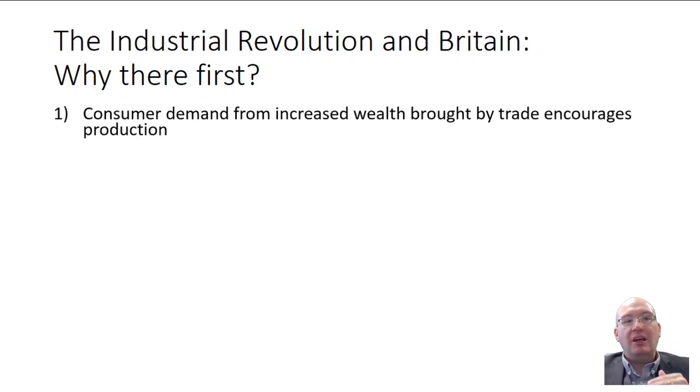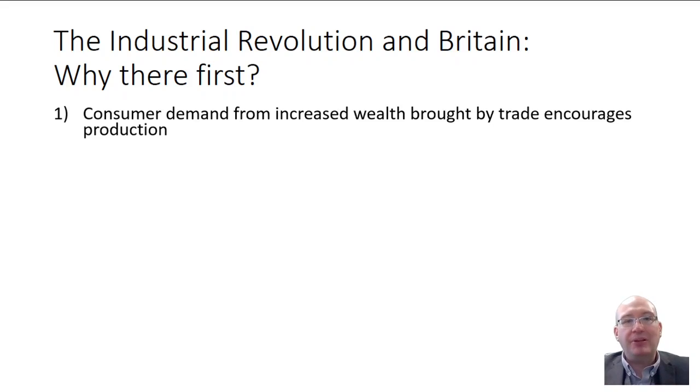One of the first was there was consumer demand from increased wealth brought by trade. So remember, Britain was building an overseas trading empire, and that was making British people wealthy. And as British people got more wealthy, naturally they wanted to buy more stuff. So you had these rich people and even middle people who were going around saying, I got money, I got to do something with it. And of course, other people said, well, great, I can make money making stuff for these people so they have something to buy. So increased wealth through trade encourages production, right?